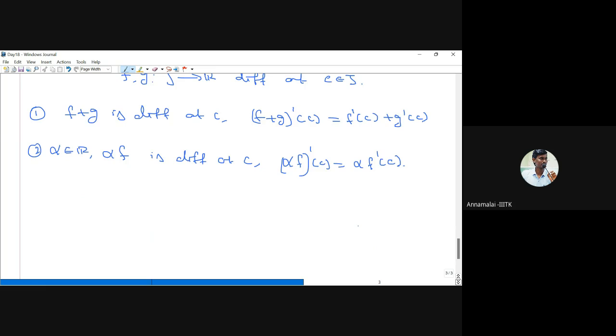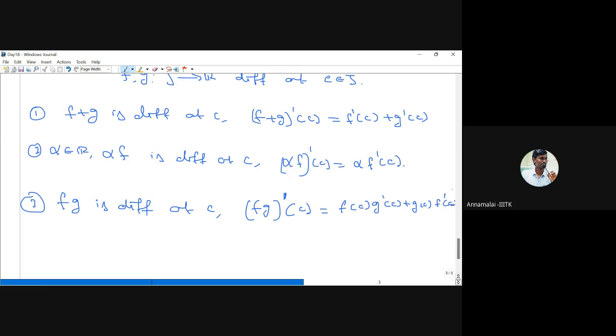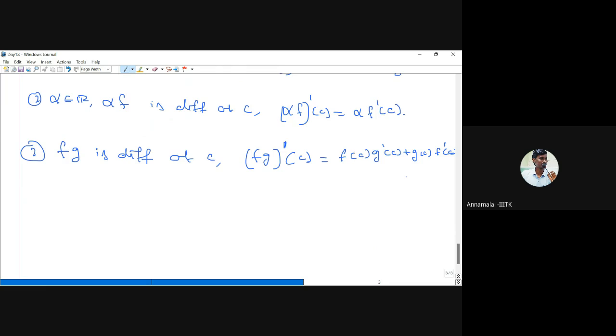Okay. Now the third one is product. So f into g is differentiable at c. And what is the derivative of the product of the functions at the point c? You have to apply the u dv method. First you fix f of c and then differentiate g, that is g dash of c, and then fix g of c and then differentiate f, therefore f dash of c. The product is term by term, but the derivative is not term by term; you have to apply the u dv rule. You fix one and then differentiate the other.